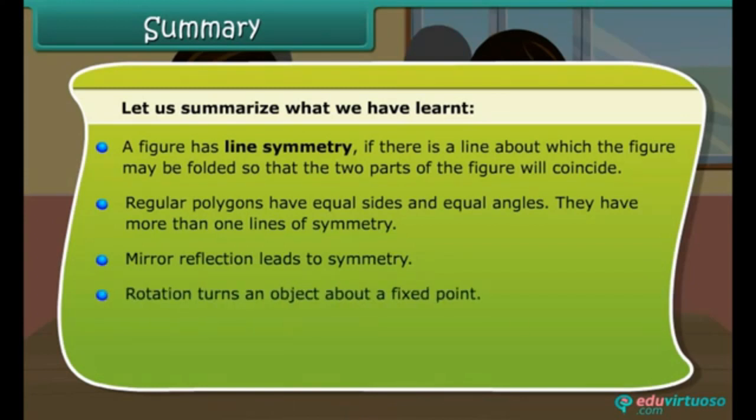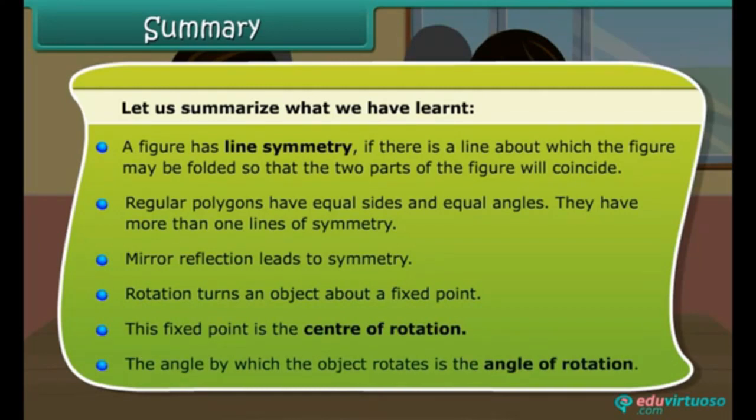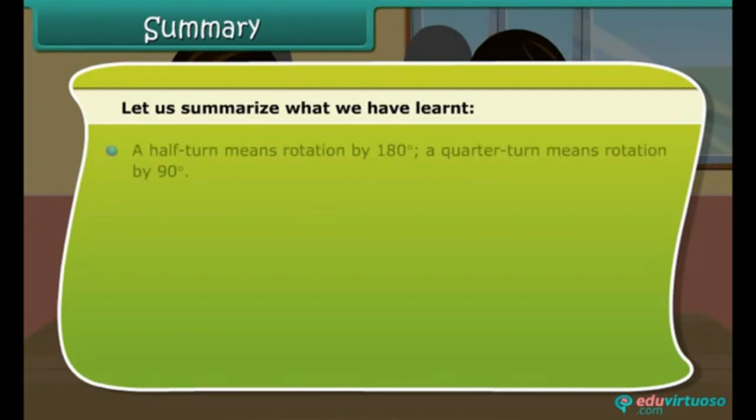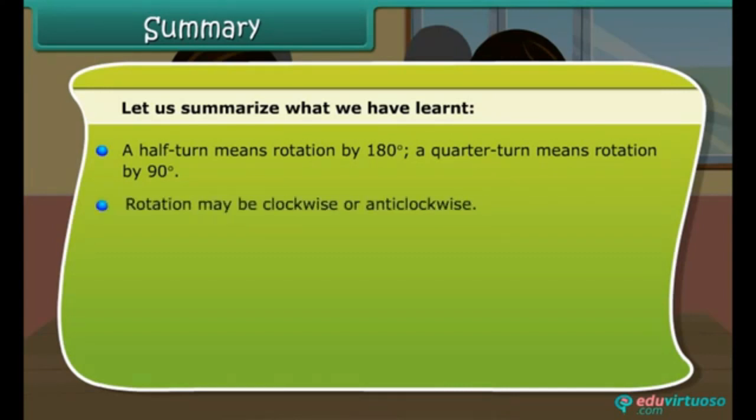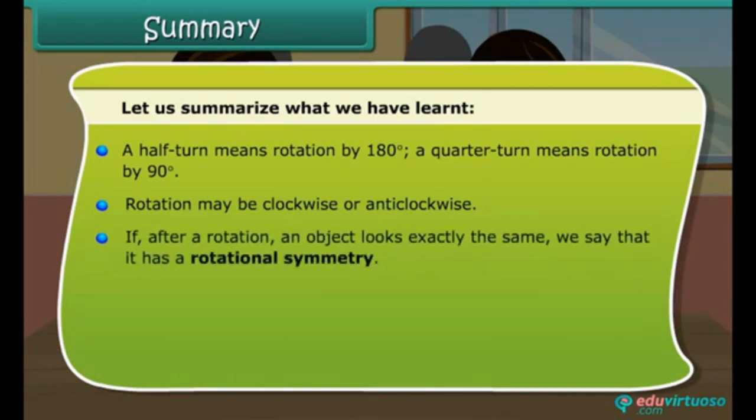Rotation turns an object about a fixed point. This fixed point is the center of rotation. The angle by which the object rotates is the angle of rotation. A half turn means rotation by 180 degrees. A quarter turn means rotation by 90 degrees. Rotation may be clockwise or anti-clockwise. If after a rotation, an object looks exactly the same, we say that it has rotational symmetry.